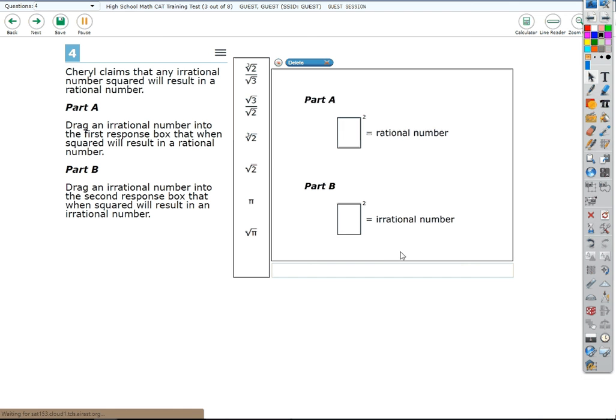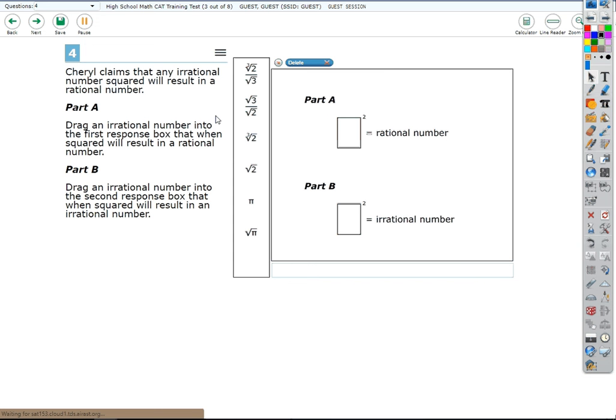Okay, next one. Okay, what about this? You've got to read through these carefully. It's so easy to make a mistake by doing the right thing for the wrong question. If you read the question wrong, you might jump to some conclusions about what you're supposed to do that aren't right. So read through it maybe twice. Cheryl claims that any irrational number squared will result in a rational number.